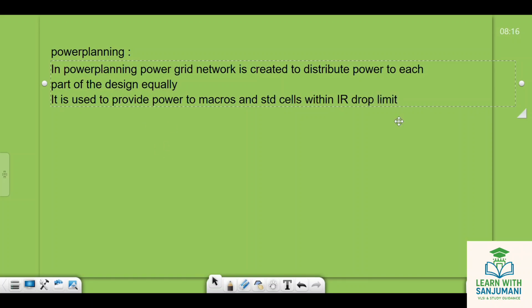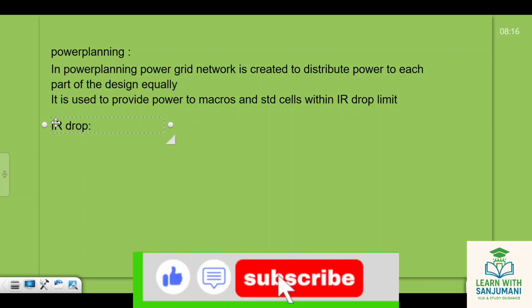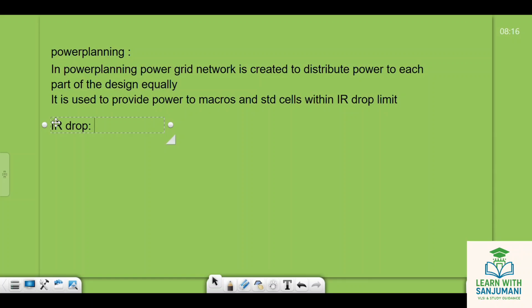Before going to the definition, what is meant by IR drop? IR drop is nothing but a voltage drop or voltage loss in the power lines due to resistance. I will write here: voltage loss in power lines due to flow of resistance. This is nothing but IR drop.